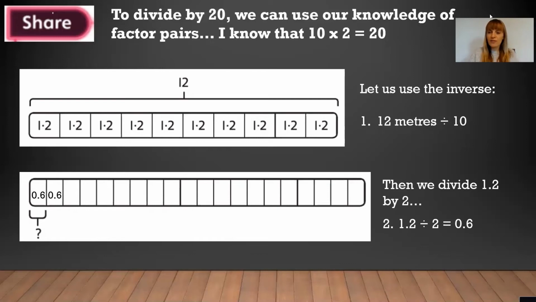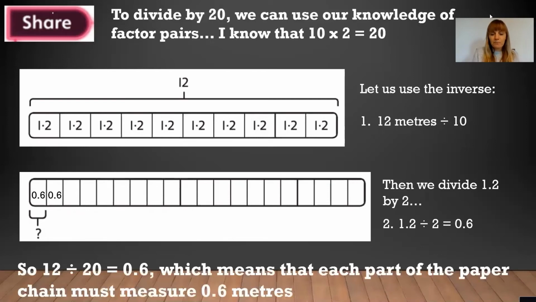I've just got an extra step compared to dividing just by 10. So each part of the paper chain that each child is making this time is 0.6 meters. So it's halved the answer that we did when there were only 10 children there.